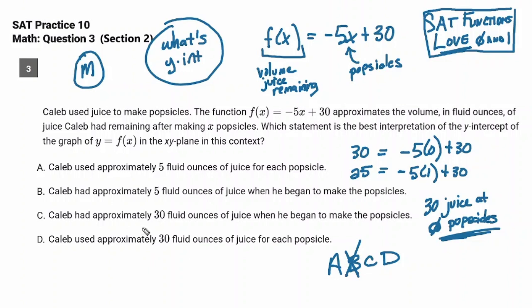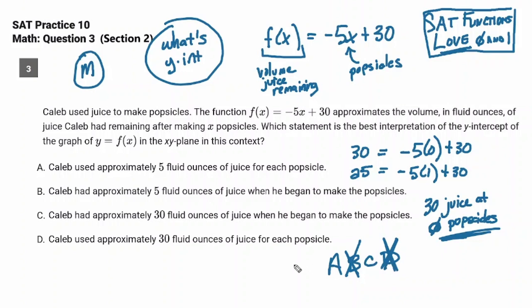C. Caleb had approximately 30 fluid ounces of juice when he began making popsicles. That's true. 0 popsicles, 30 juice. D. Caleb used approximately 30 fluid ounces of juice for each popsicle. Not true. 30, 25, looks like he's using 5, right? So that's gone. Okay. Make sure you answer the question.